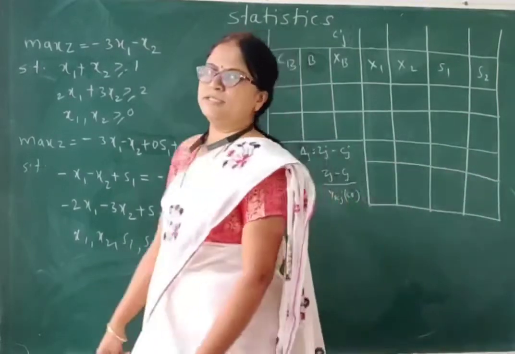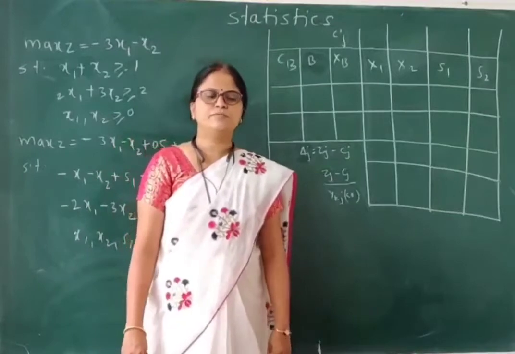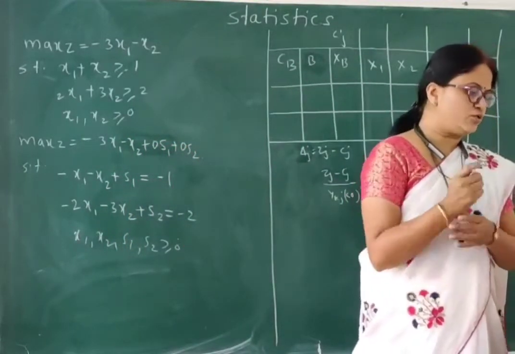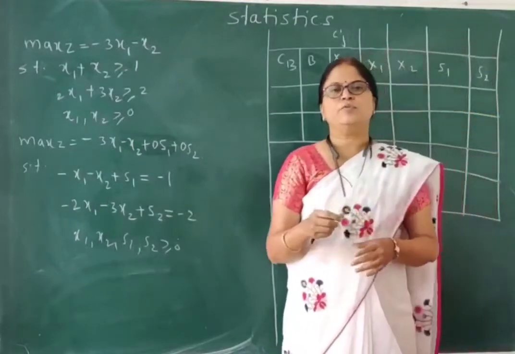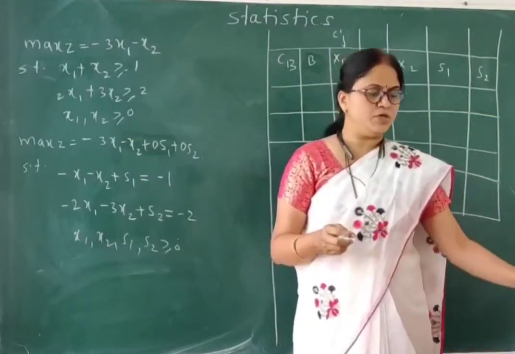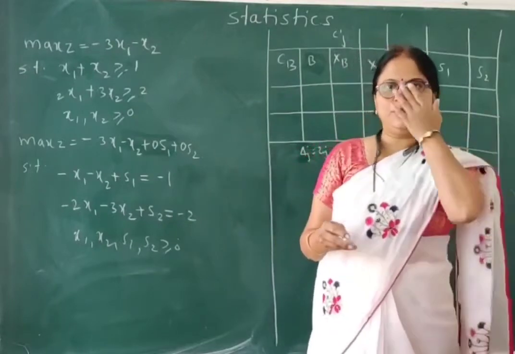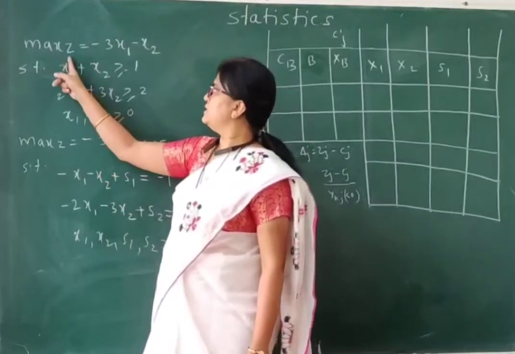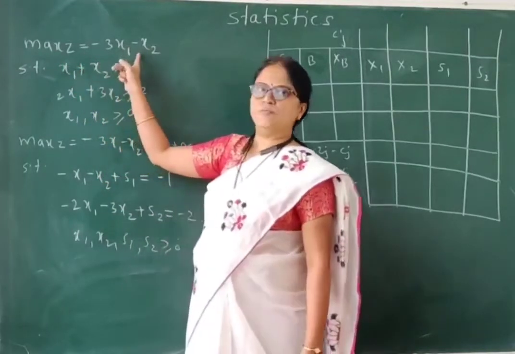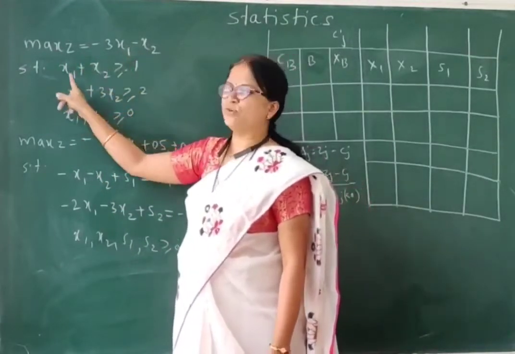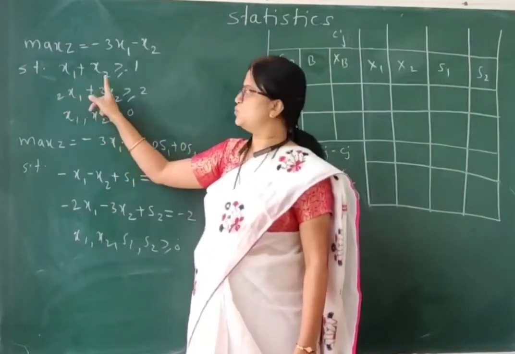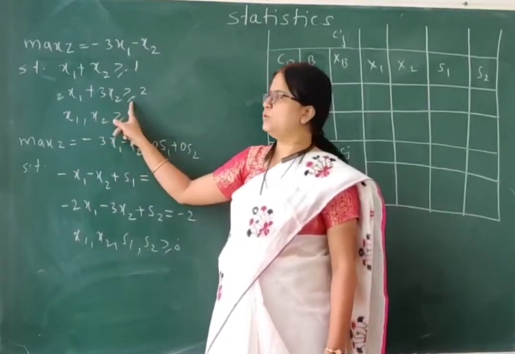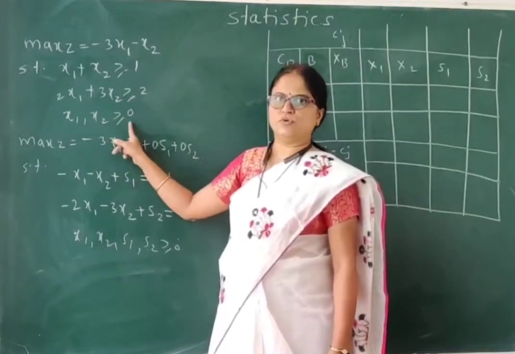Morning all. In the series of lectures on linear programming problems, today let me see how to solve the dual problem, that is the dual simplex problem. So let me consider an LPP. Maximize z equal to minus 3x1 minus x2 subject to the constraints x1 plus x2 greater than or equal to 1, 2x1 plus 3x2 greater than or equal to 2, x1, x2 greater than or equal to 0.